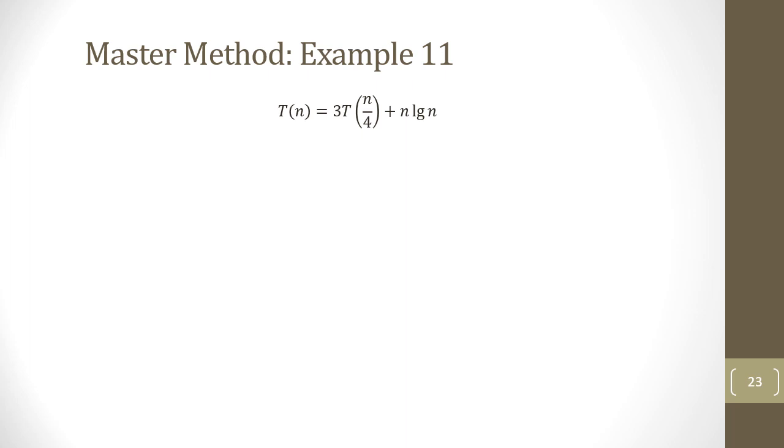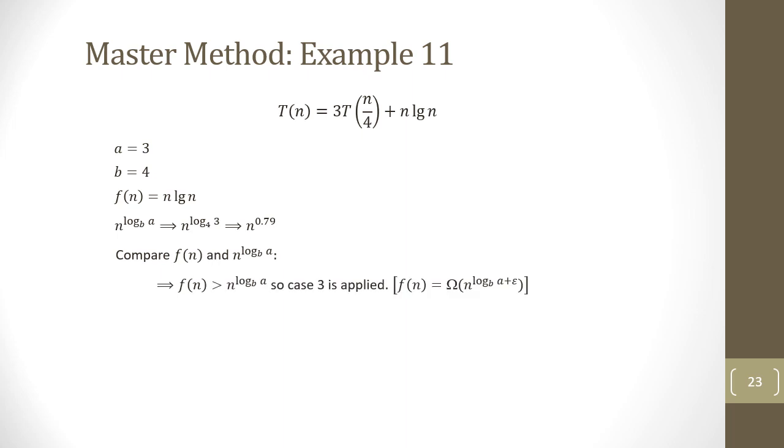Now let's solve this interesting problem using Master Theorem. In this case, a will be 3, b will be 4, f of n will be n log n, n to the power of log base b of a will be n to the power of 0.79. If we compare f of n and n to the power of log base b of a, we can see that f of n has a higher growth than n to the power of log base b of a, because the power of n here is 1 as compared to here, which is 0.79. So case 3 will be applied.